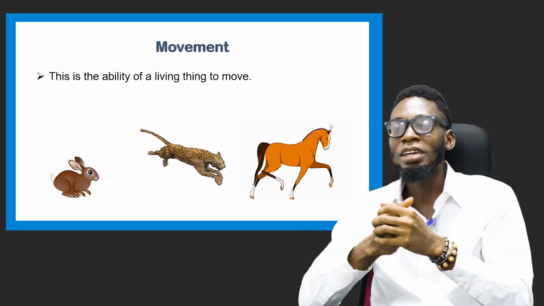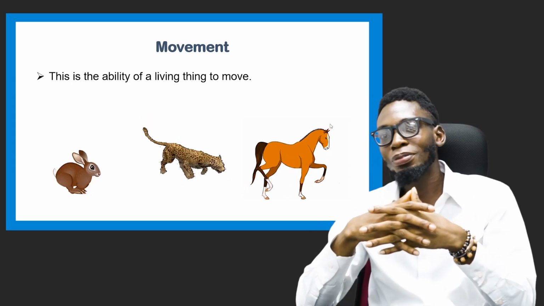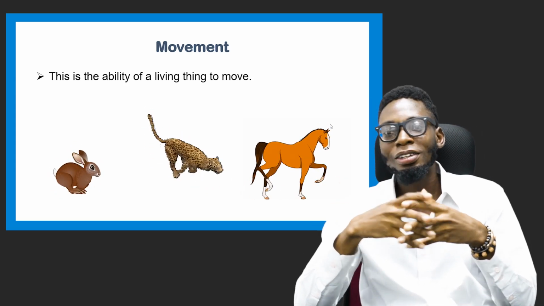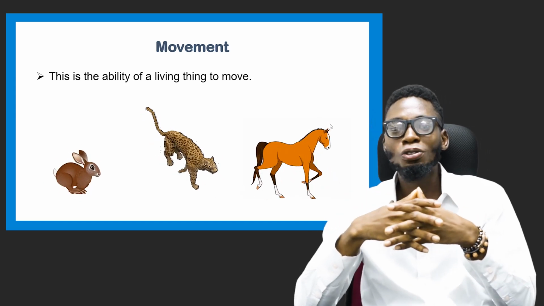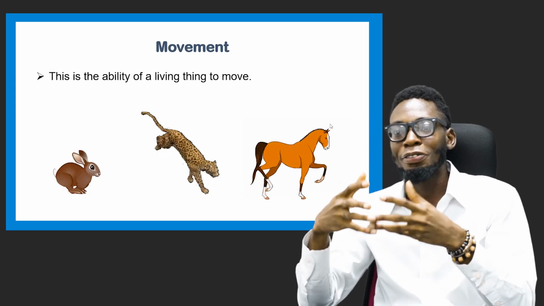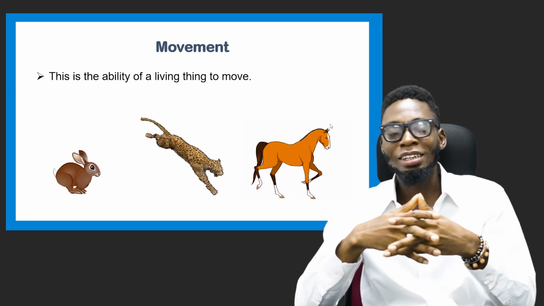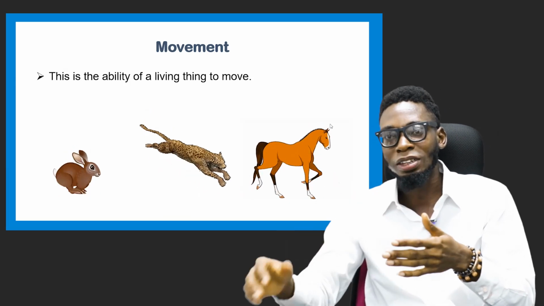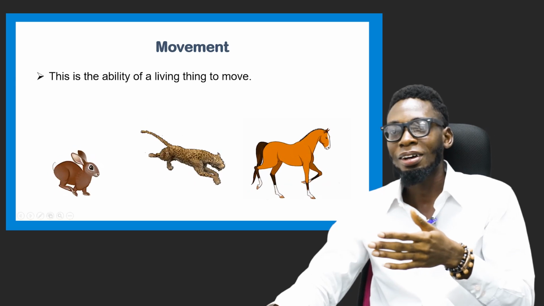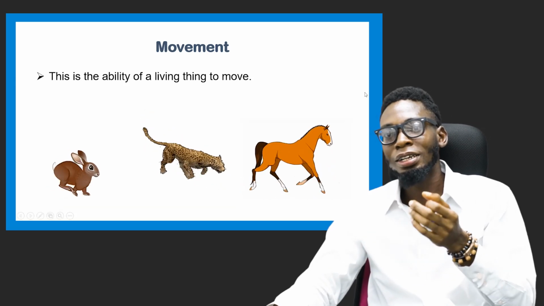They need to move in search of mates. That means the male organism, the male living thing, has to move and search for the female organism so that they can give birth to young ones that look like them. All these things are reasons why living things actually move.